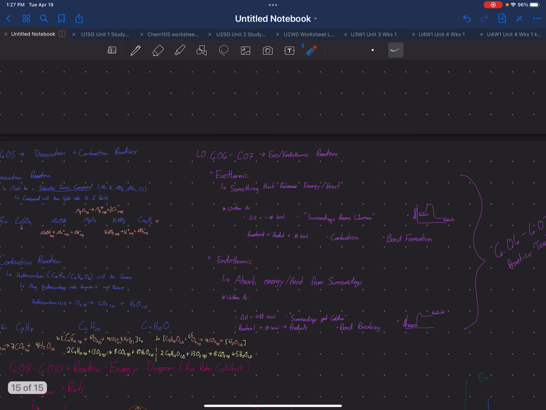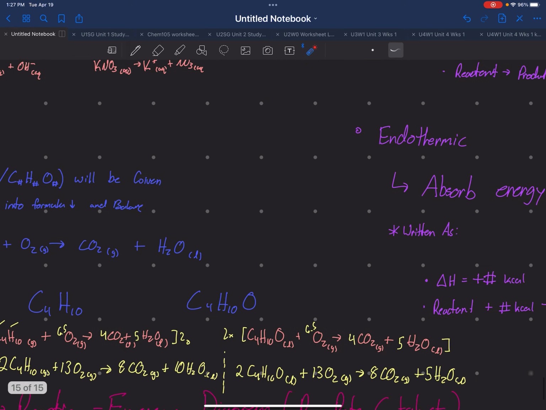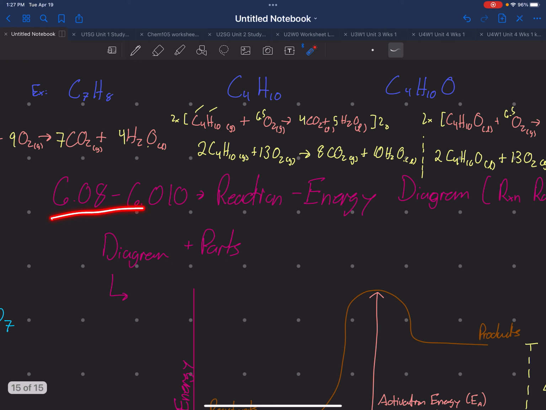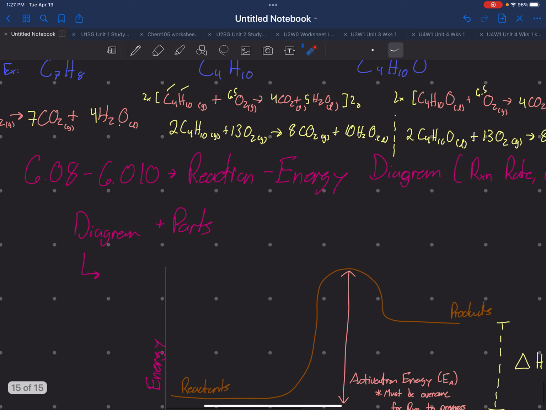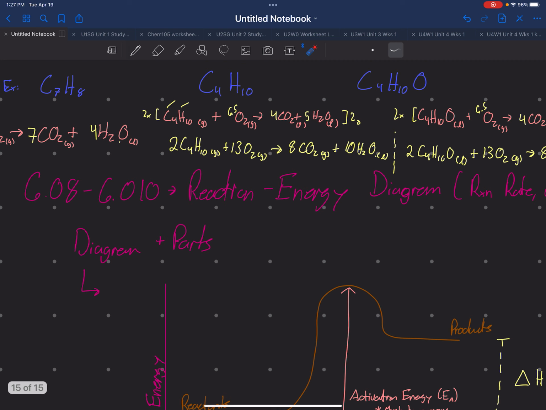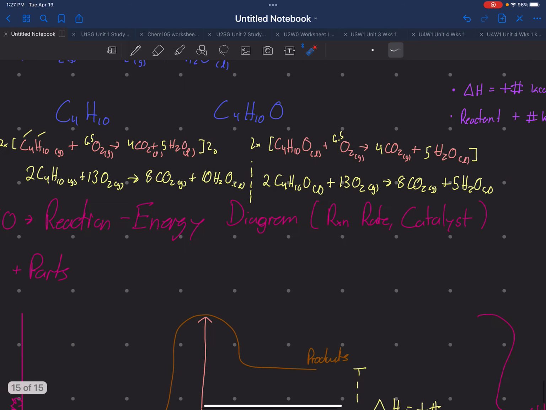So that's 6.06, 6.07, right? Now we're gonna talk about 6.08 to 6.10. Oh, I'm stupid, dude. This is supposed to be 6.10. Whatever. This is the reaction energy diagram. So we're going to be talking about it.